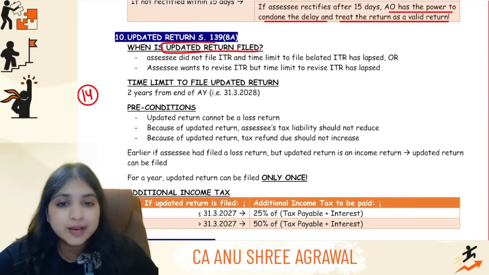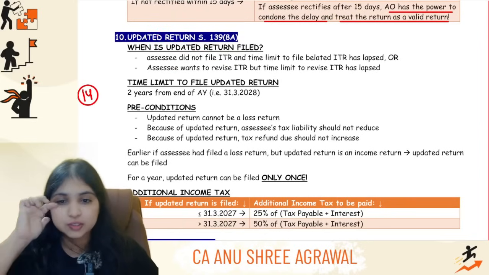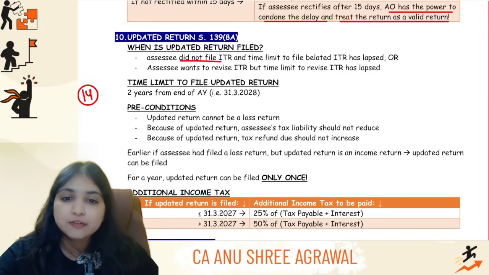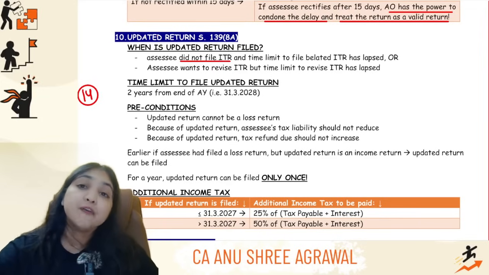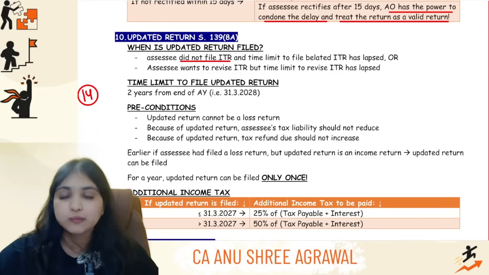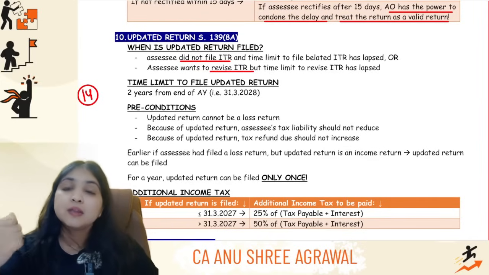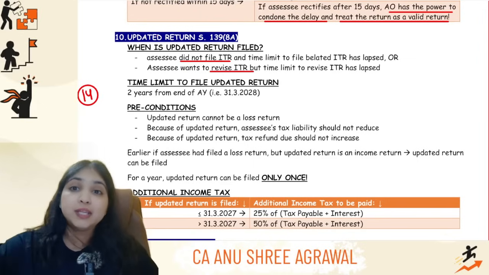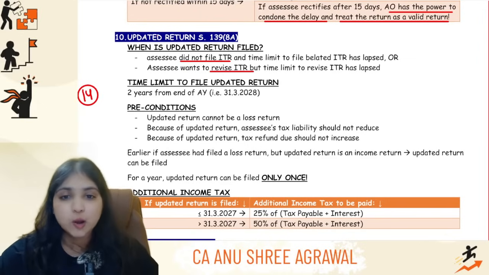See, when do you file the updated return? Only in two situations. Situation number one, you did not even file the ITR, okay? 139(1) due date has lapsed. Even the belated return due date has lapsed. After that, if you want to file the return, the only option you have is updated return. Second situation, you want to revise the return. If you want to revise the return, the time limit is 31st December 25, we just saw, guys. But that date has lapsed. After that date, if you want to revise the return, your only option is updated return. So in these two cases only, we file updated return.